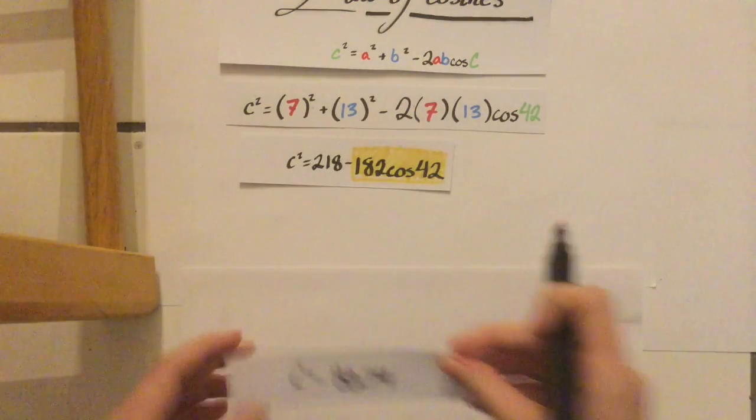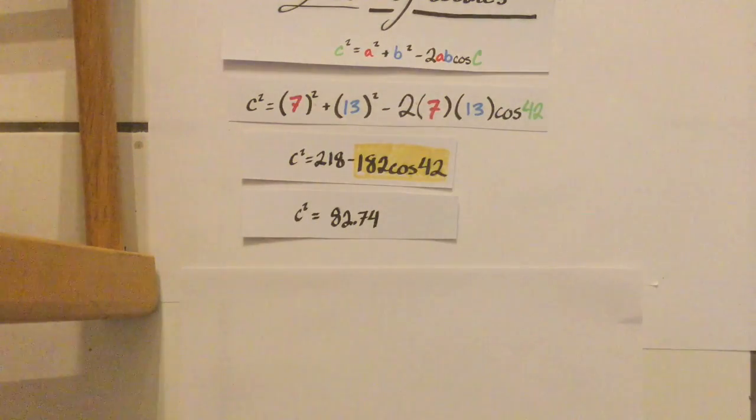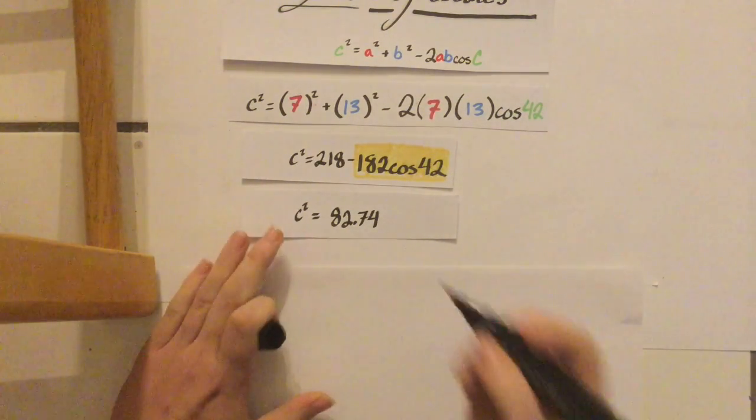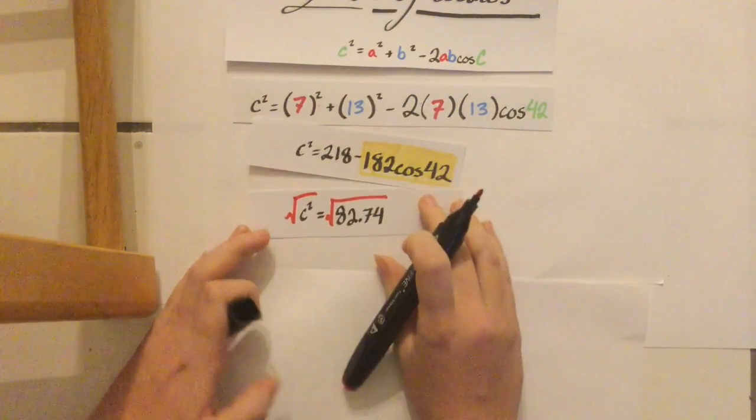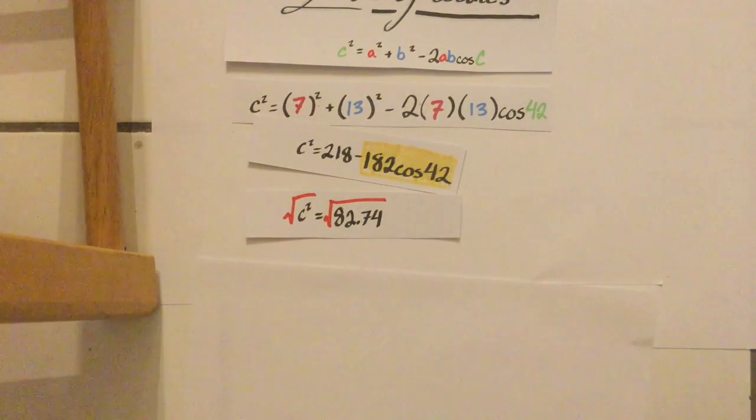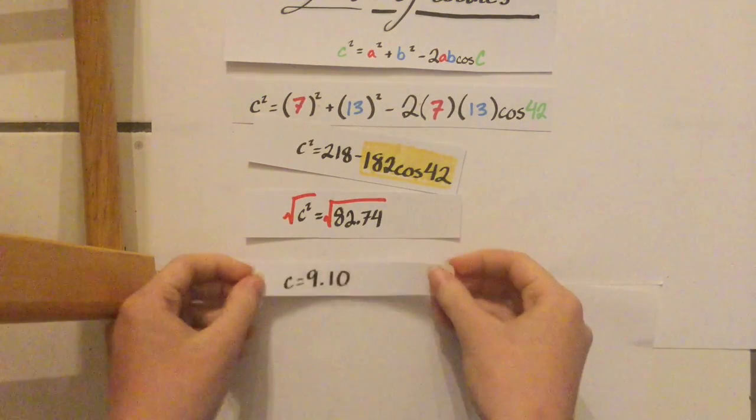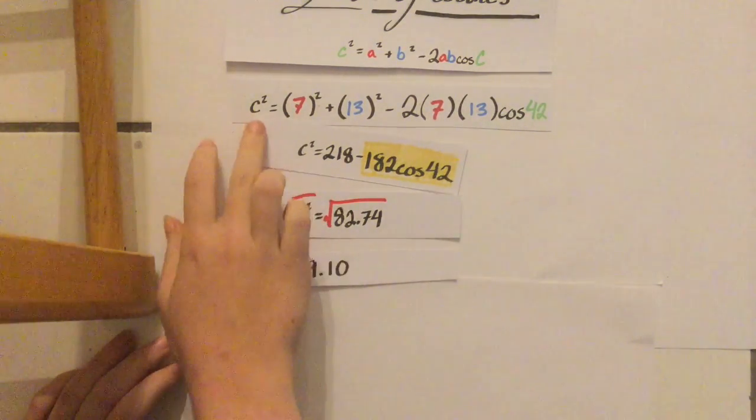So we go through and you plug that into your calculator. You should get somewhere around 82.74. You take the square root of both sides, and your answer is that C equals 9.10.